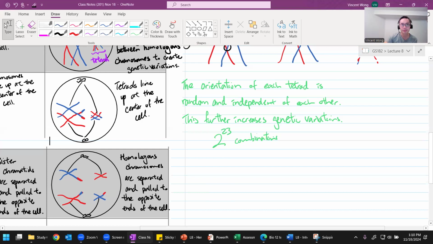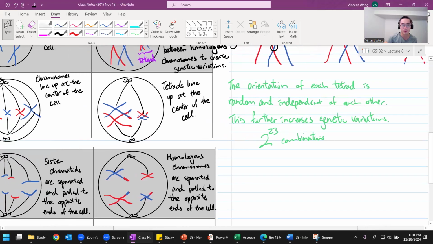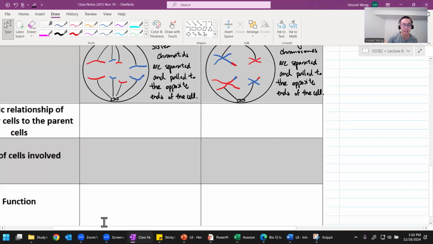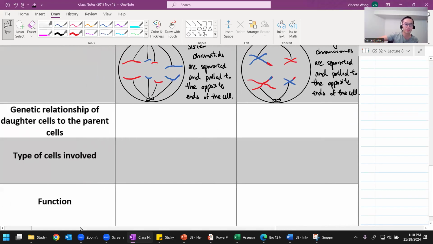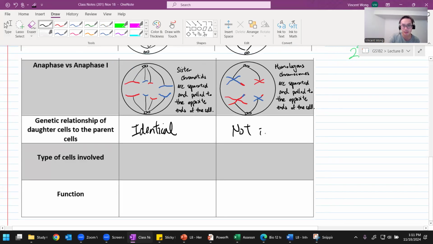Okay. Now telophase is just going to be the same as regular telophase, nothing to write there. And the genetic relationship of the daughter cells to the parent cells, well, for mitosis, it is identical. And for meiosis, it's not identical. Right? After all that gene shuffling, they are going to be different. Not to mention they're haploid. You only get half the genetic information.